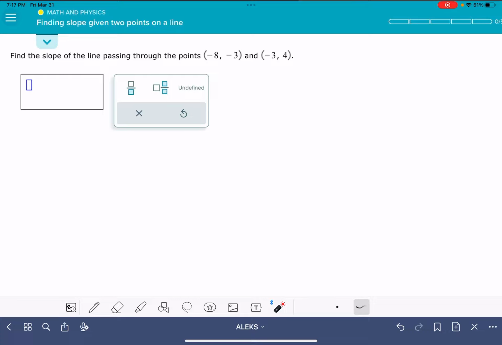In this video, I'll show you how to solve the ALEKS problem called finding slope given 2 points on a line. This problem, as it says in the title, is going to give us 2 points on a line, and it wants us to calculate the slope of the line as it passes through those 2 points.